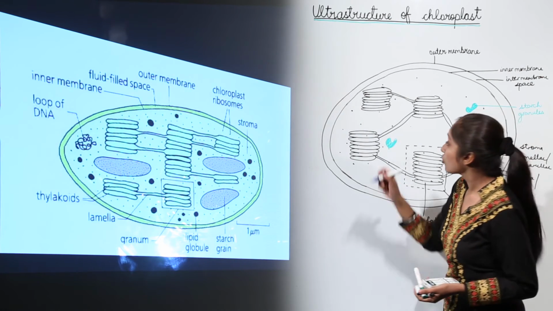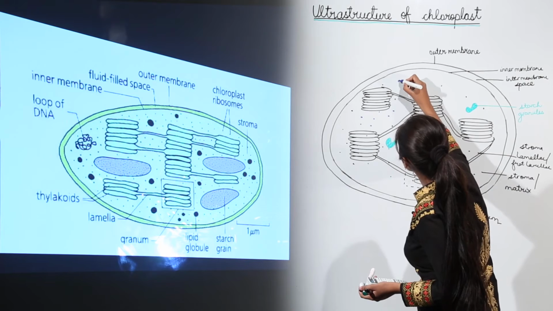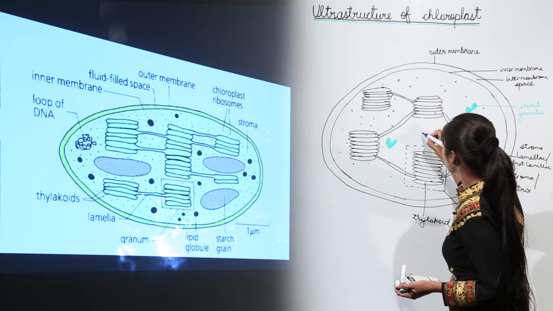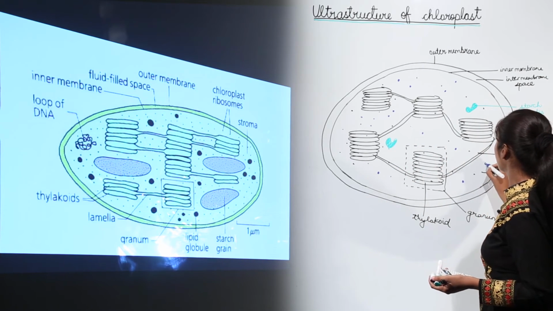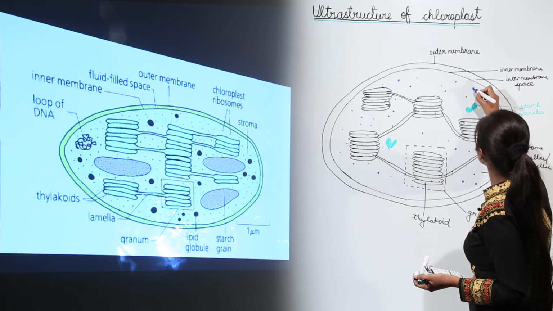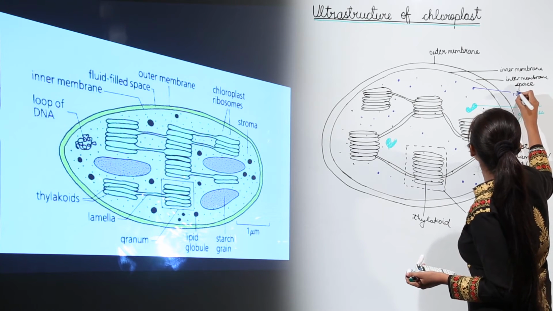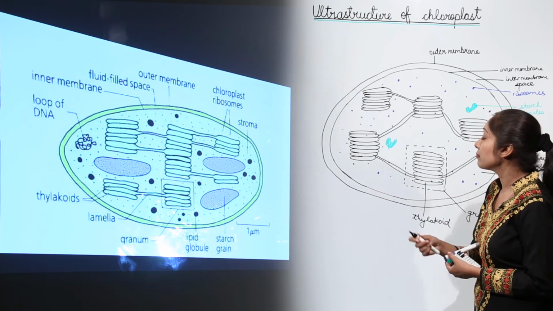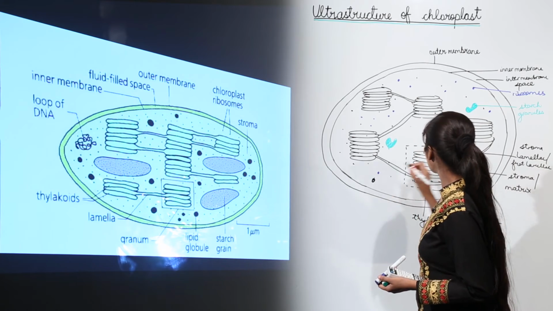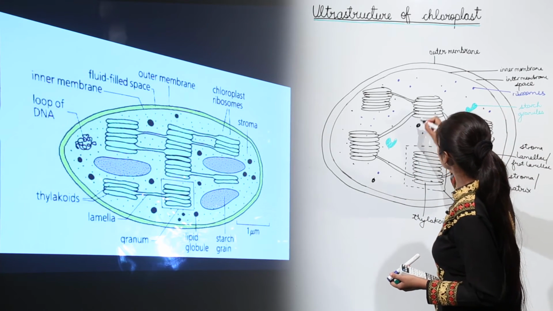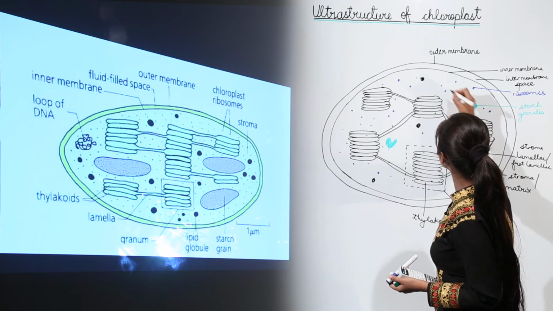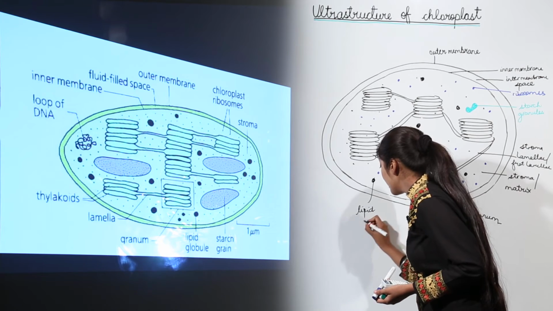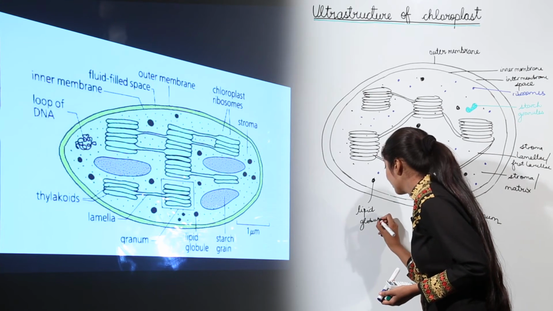Then of course we have another important component, ribosomes, very active ribosomes also in this. So just draw a few ribosomes in the stroma or the matrix you see. Okay. These are the ribosomes. And besides this, we also have some lipid globules. So we will draw some lipid globules also. At certain places, we will draw some lipid globules. These are lipid globules.